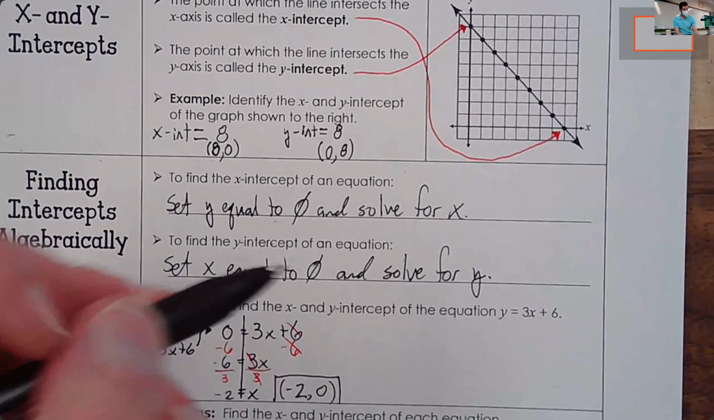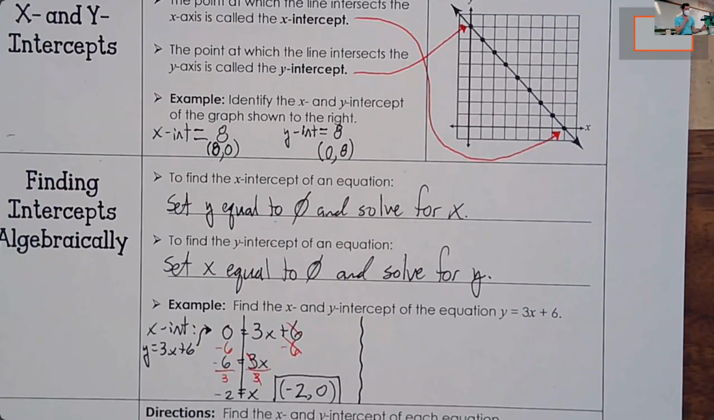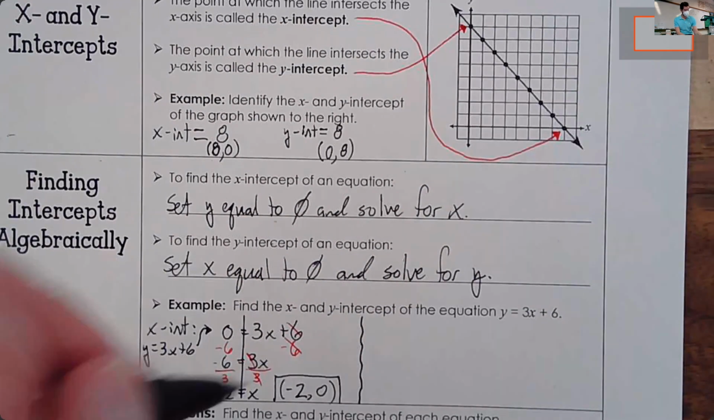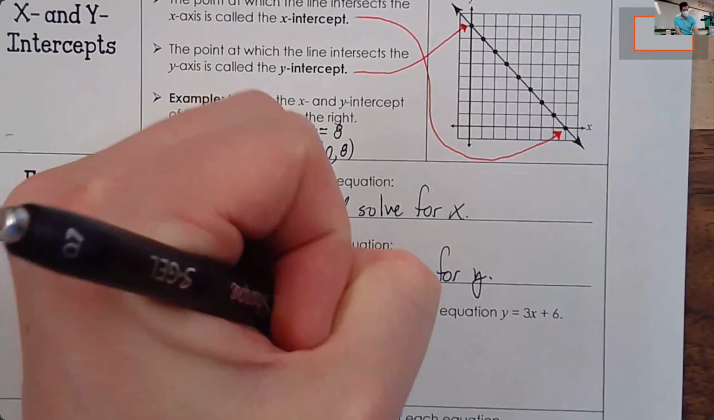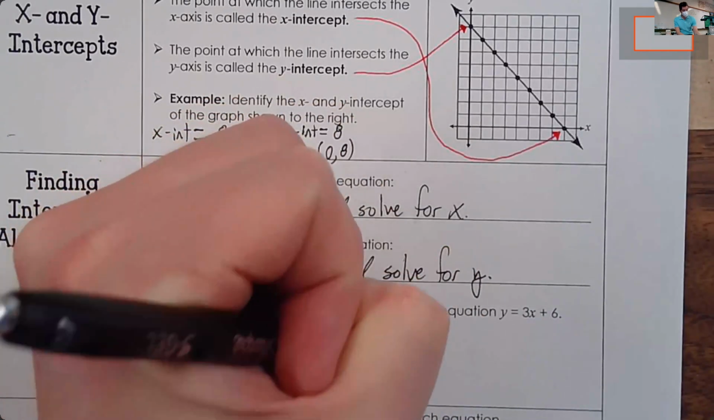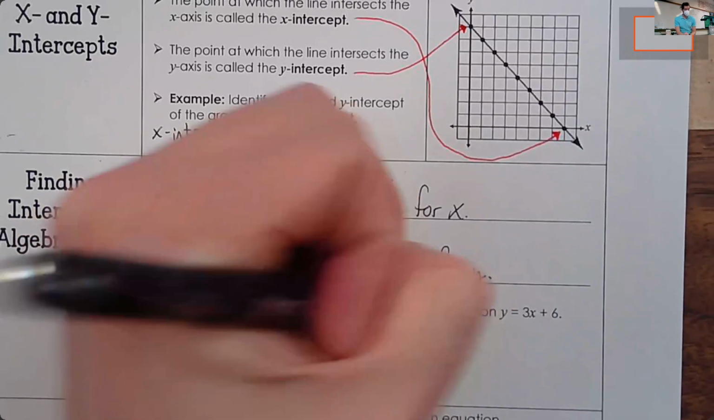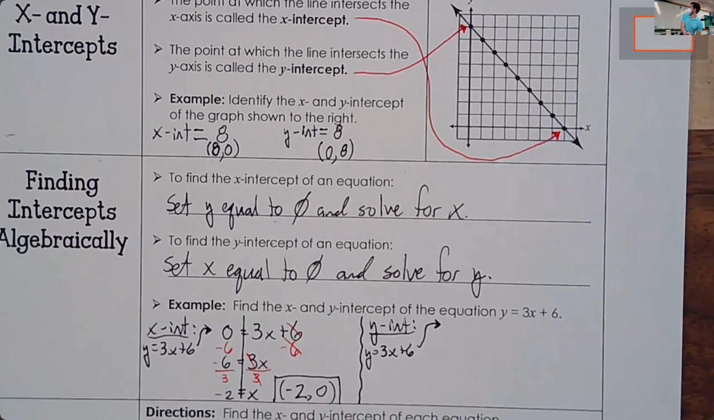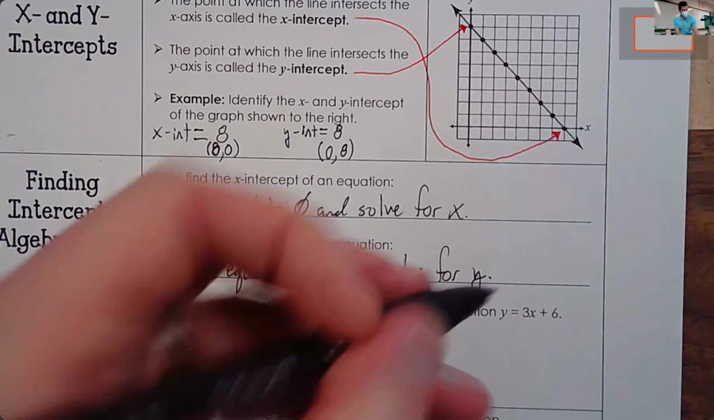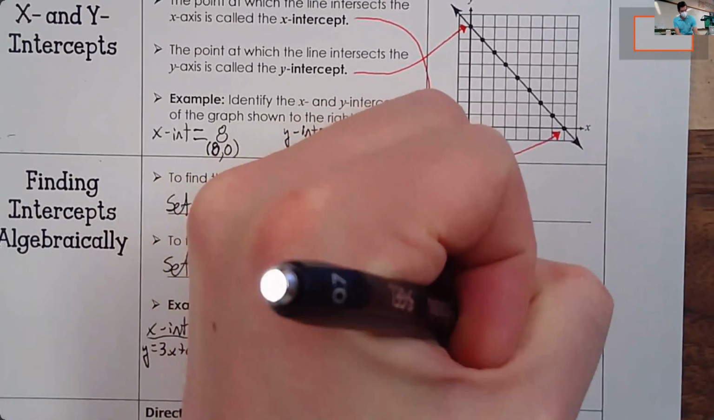Now, if we need the y-intercept, we're going to do the same thing. However, instead of replacing y with 0, we are going to replace x with 0. So we had our x-intercept. Now it's time for the y-intercept. We're going to use the same equation, y equals 3x plus 6. But instead of swapping out y and replacing it with 0, we're going to swap out x and replace it with 0. So that would be y equals 3 times 0 plus 6.